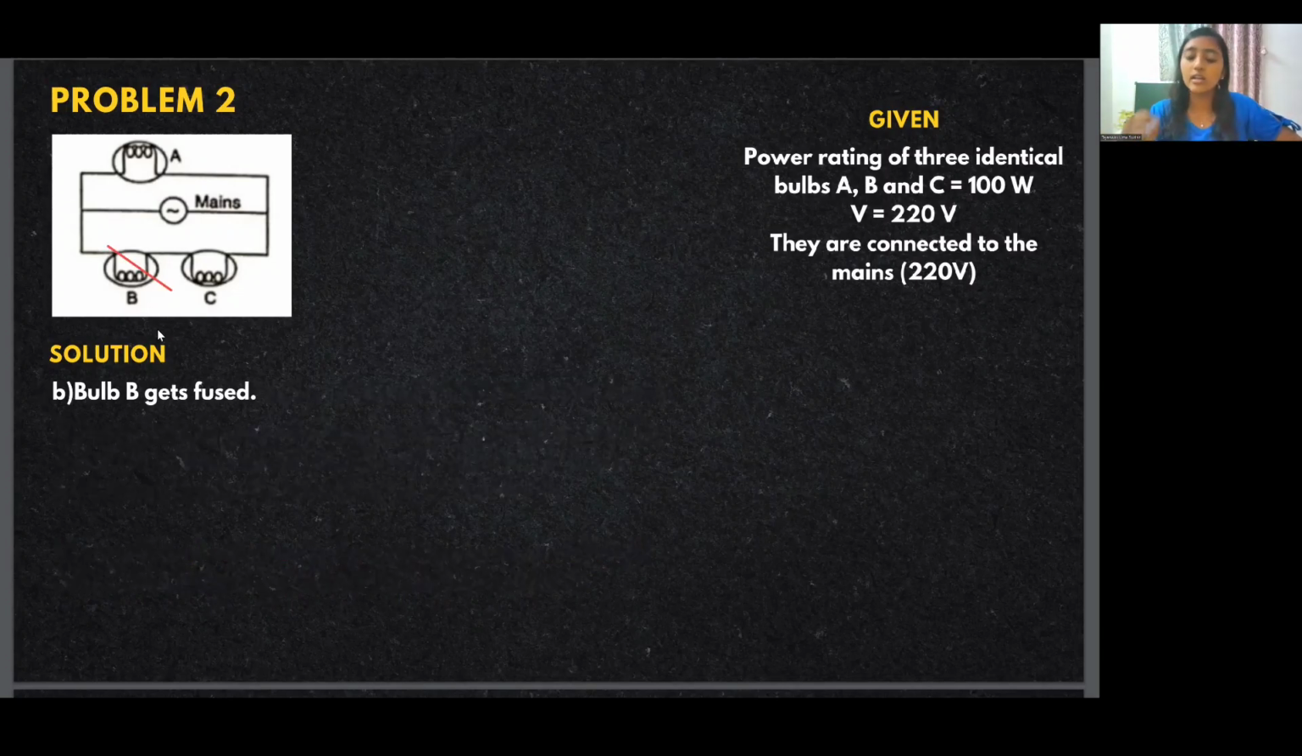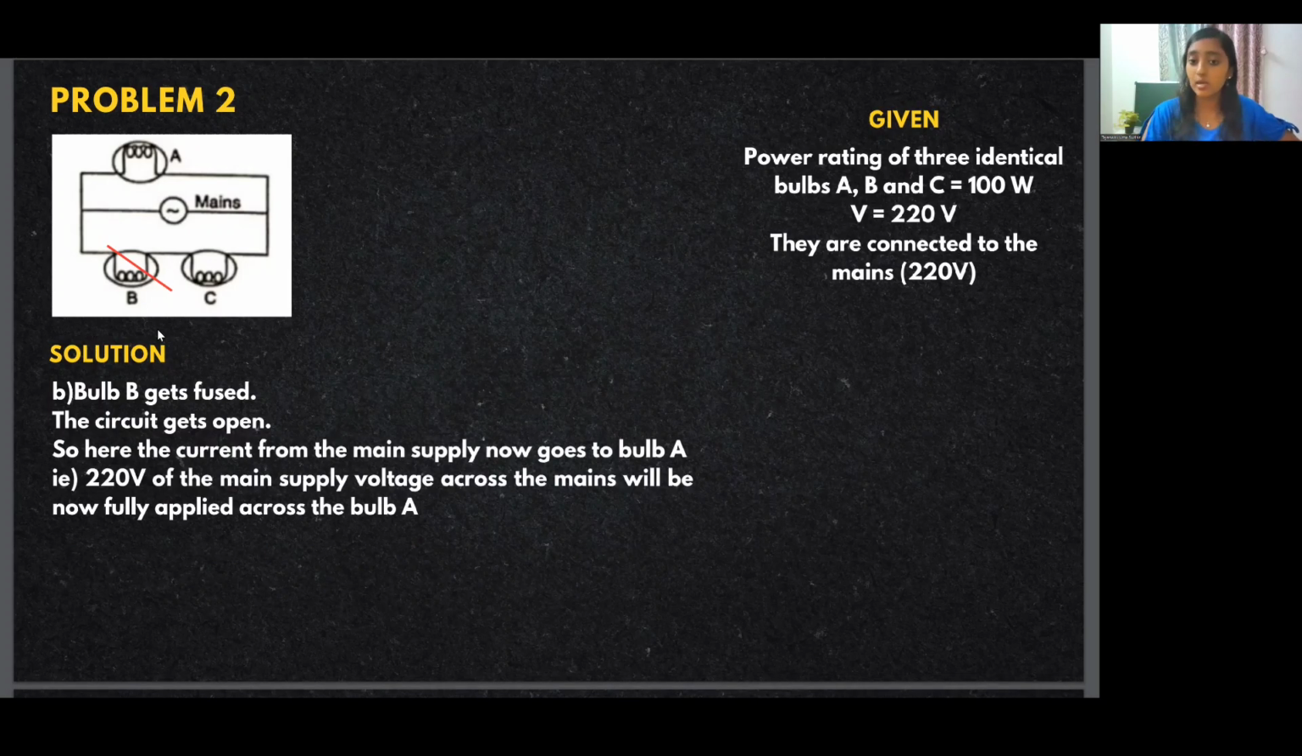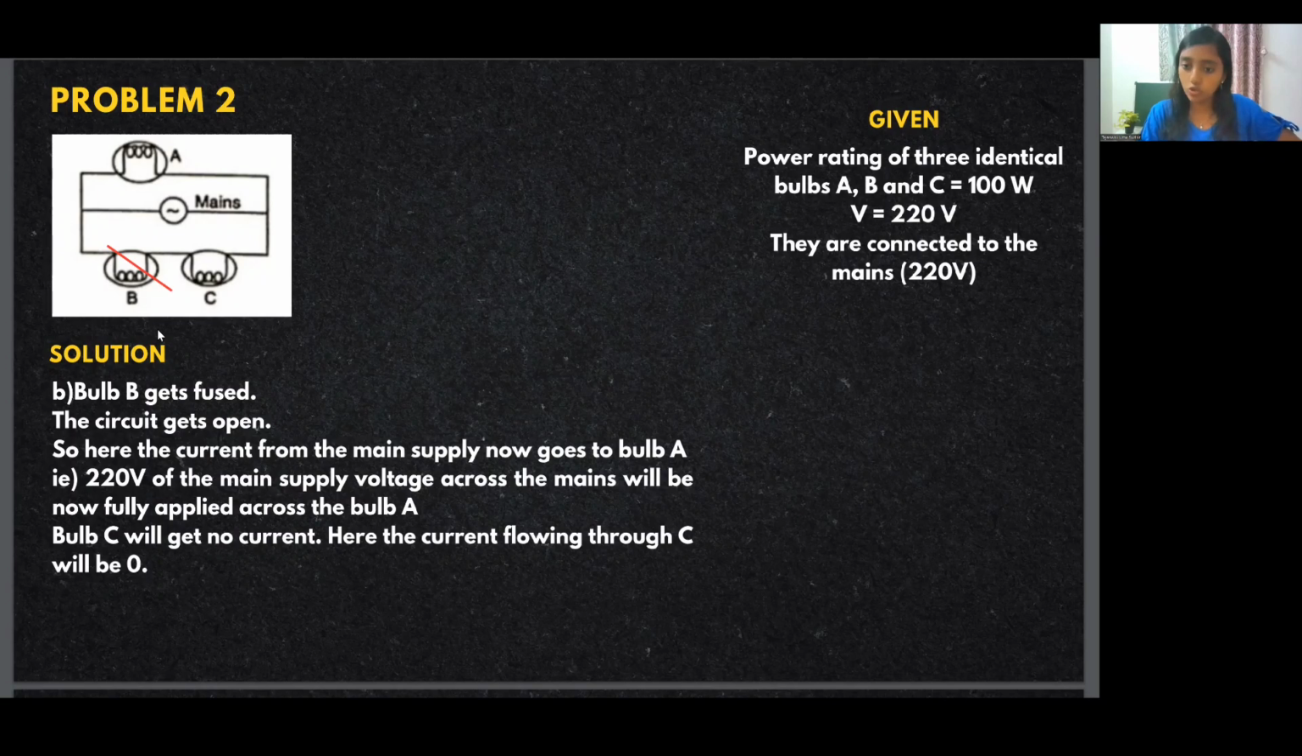The second part says, what happens when one bulb, that is bulb B, is fused? So let us cancel that off. When bulb B gets fused, the circuit gets opened, right? So when the circuit is open, the current from the main supply will now go to bulb A. That is, the 220 volts of the main supply voltage across the mains is now fully applied across bulb A, right? So bulb C will get no current.